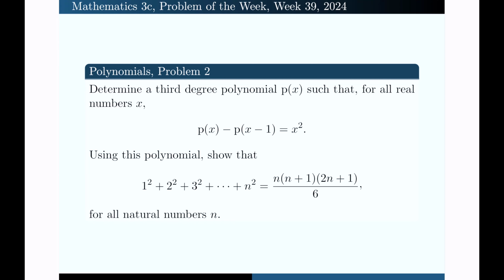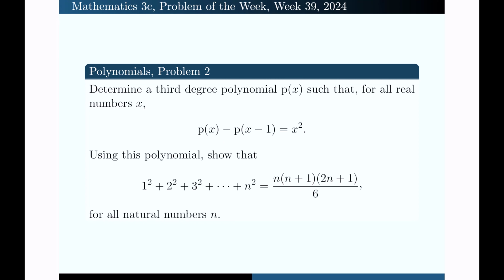Hello, in this video I'm going to solve the following problem for you. Determine a third-degree polynomial p of x such that for all real numbers x, p of x minus p of x minus 1 equals x squared. Using this polynomial, show that 1 squared plus 2 squared plus 3 squared up to n squared equals n times n plus 1 times 2n plus 1 over 6 for all natural numbers n.